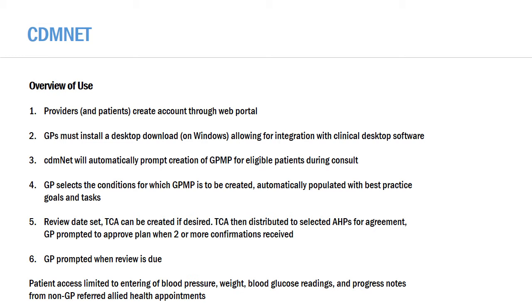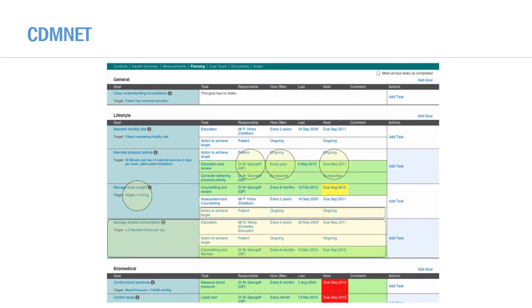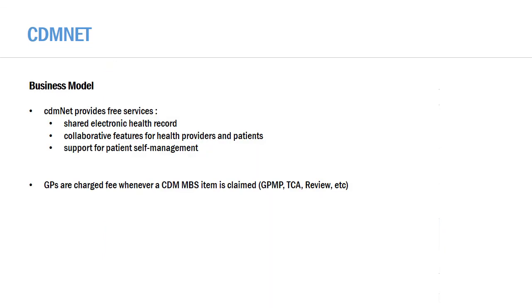The GP is also prompted for review automatically when it is due. Patient access is possible, but is limited to entering their blood pressure, weight, and other readings, as well as progress notes from non-GP referred allied health appointments. So this slide shows the creation of a GP management plan, where evidence-based goals are automatically entered, and tasks are color-coded according to the professional responsible for them.